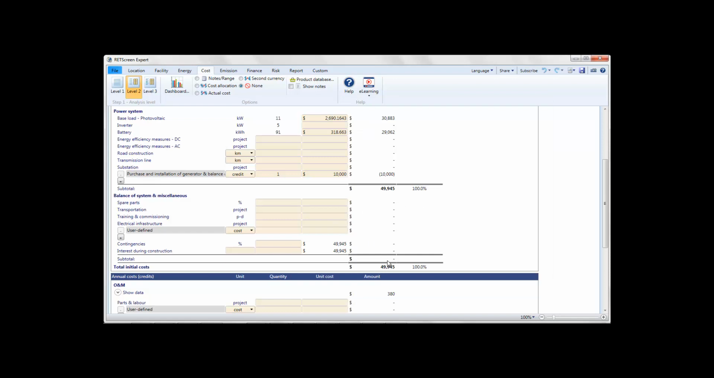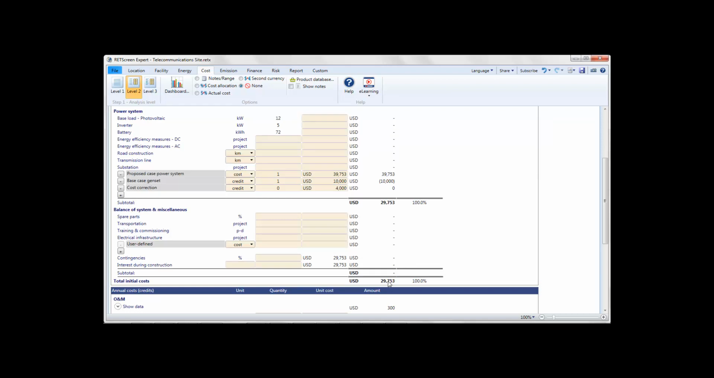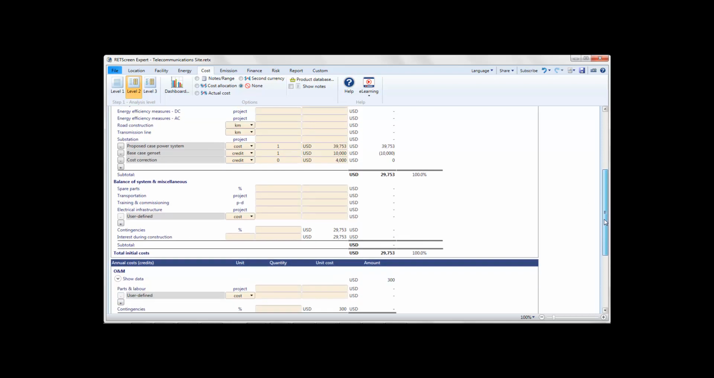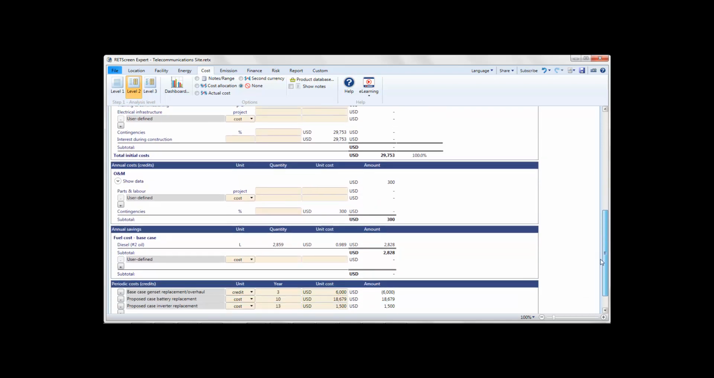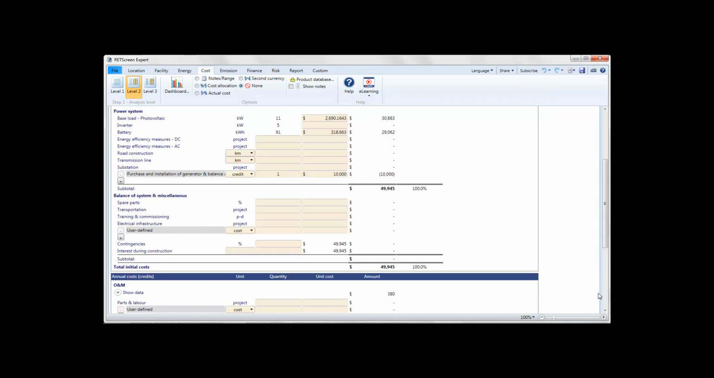So overall, the incremental initial costs are 49,000 or 50,000 Canadian dollars according to the virtual energy analyzer, and 30,000 US dollars according to our analysis. And that works out to about 40,000 US dollars. So there's 25% higher according to the virtual energy analyzer.